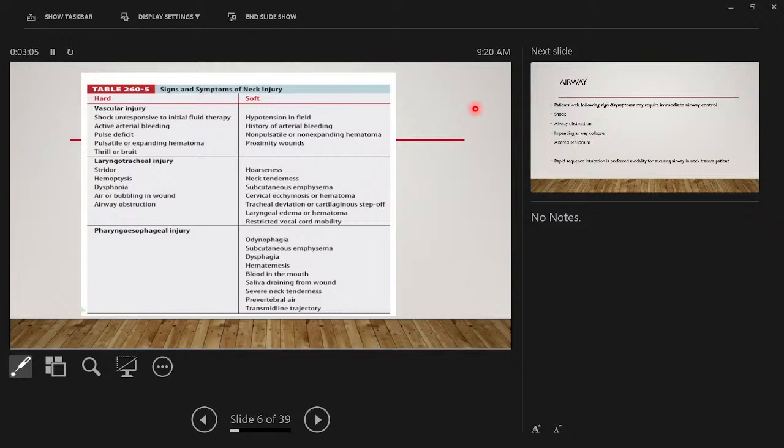The pharyngoesophageal injury doesn't have hard signs, it contains mostly soft signs. These are odynophagia, subcutaneous emphysema, dysphagia, hematemesis, or severe neck tenderness, prevertebral layer, etc.